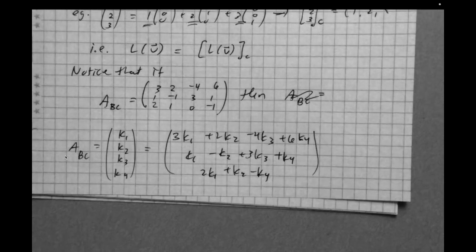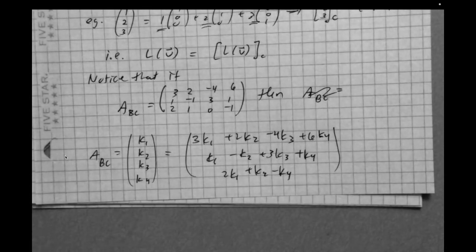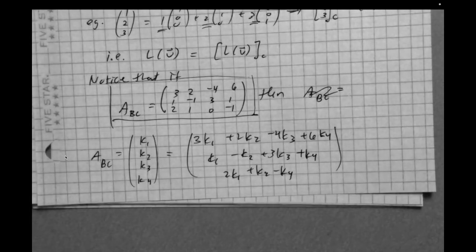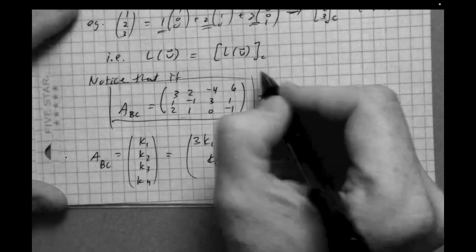And so hence what we can see here is that this matrix A contains all of the information needed for carrying out this linear transformation with respect to the bases that we're looking at, B and C in this case. So this is the matrix of interest here.